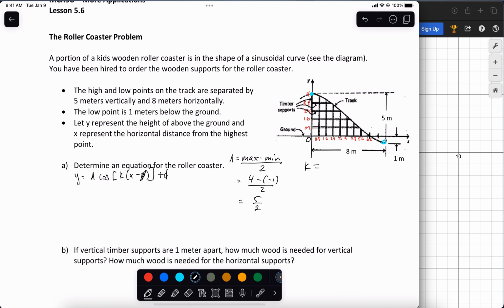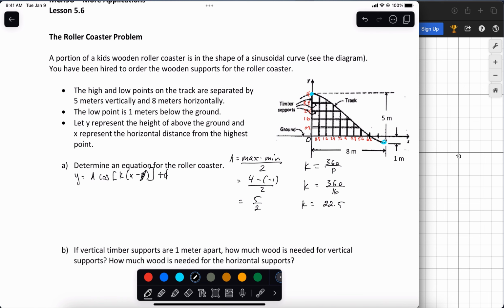k is going to be 360 divided by the period. And if you take a look at the curve there, we go from the maximum to the minimum in a distance of 8 meters, which would mean the full cycle would take 16 meters to complete. Okay, so the period would be 16. And subsequently, if I put 16 in for the period, I'm going to get 360 divided by 16. k should be 22.5.